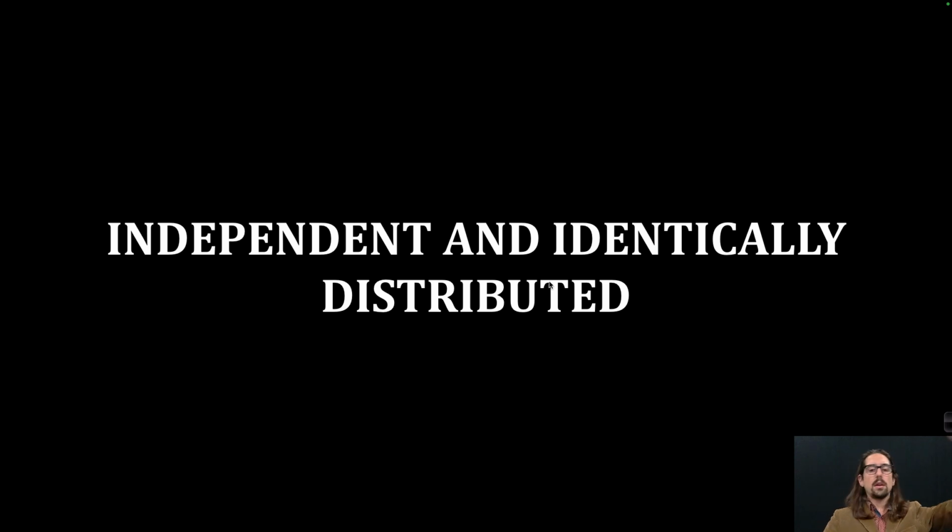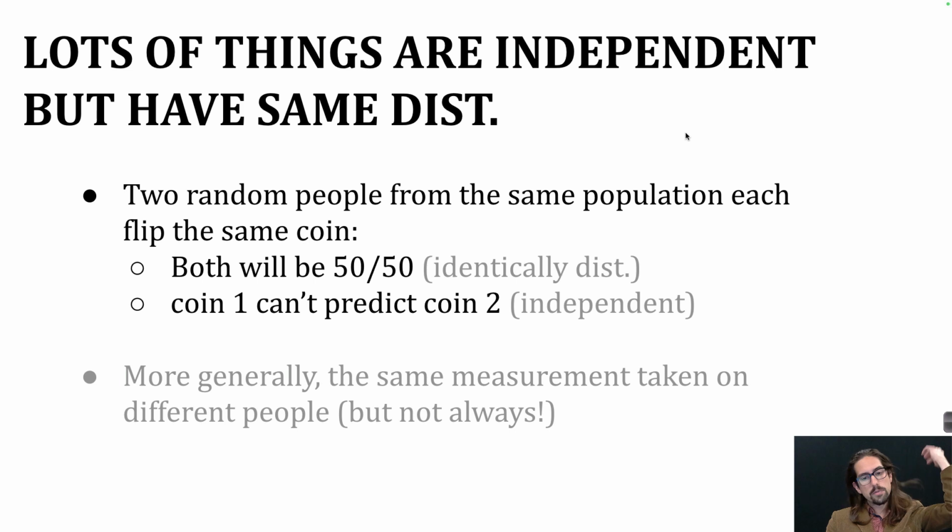All right, now we're going to talk about independence and independent and identically distributed random variables. So lots of things are independent, but they still have the same distribution. So what do I mean by that? Two random people from the same population each flip the same coin.